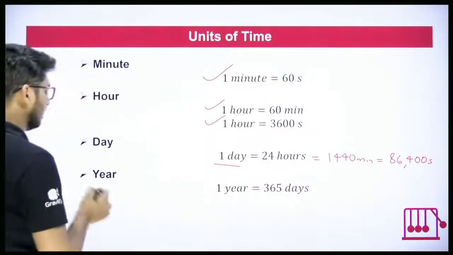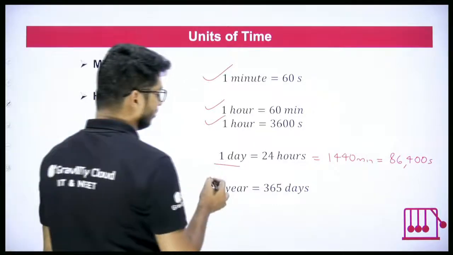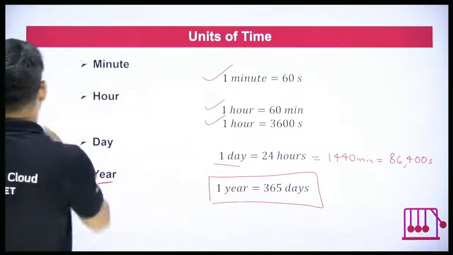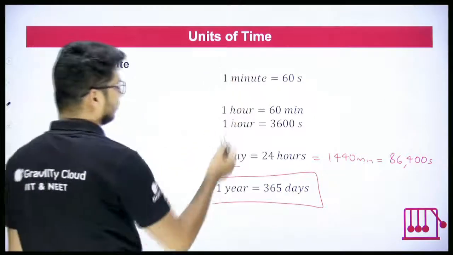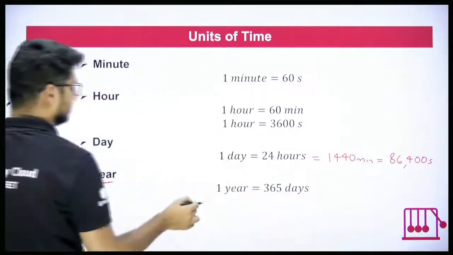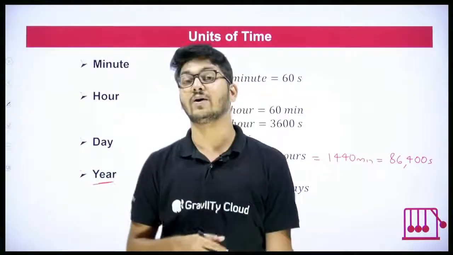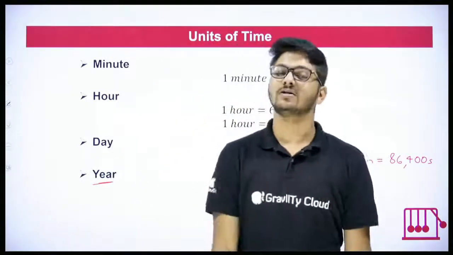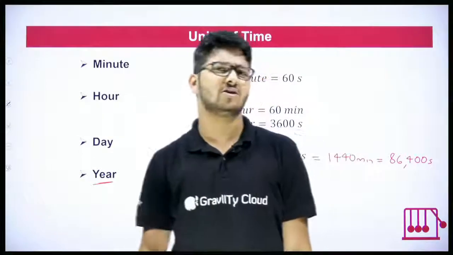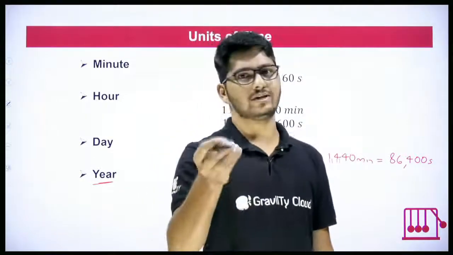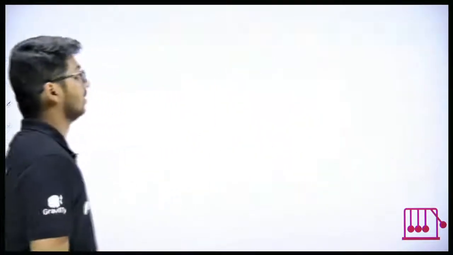Now you have 1 year also. What is 1 year equal to? 1 year is equal to 365 days. Yes or no? In a year you have how many days? 365 days. So what is 1 year in terms of seconds? Not required. If you need, you can do the calculation. Okay. Then you have others also.